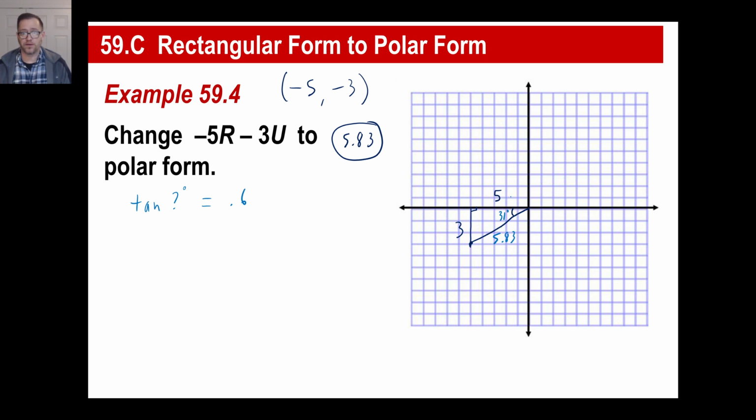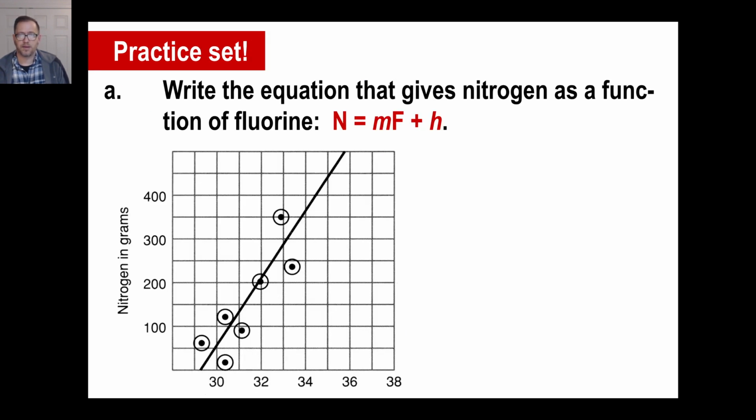Now you can tell your friend, okay, you go 90 degrees, you go 180 degrees, and you add 31 degrees to that, right? Okay, so 31 degrees added to 180 is 211. So you're going to tell them 5.83, and then it's going to be 211 degrees. And there you go, and that's your answer. Okay, and that's how you change rectangular form to polar form. Okay, well, let's try practice problems, and go ahead and pause it and try A.